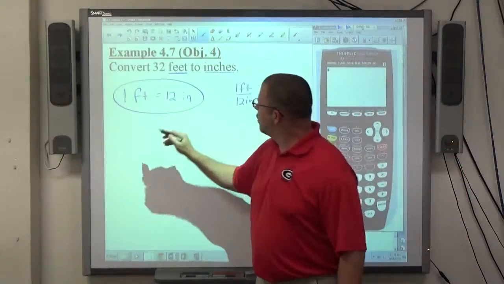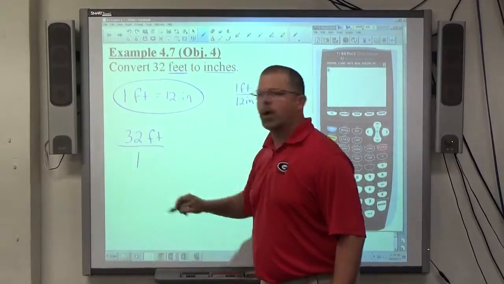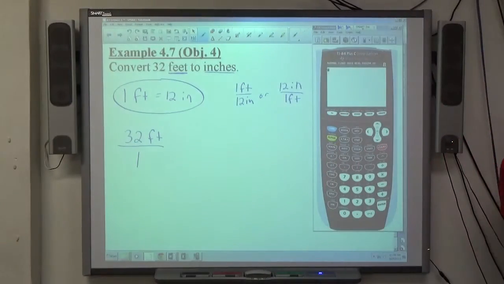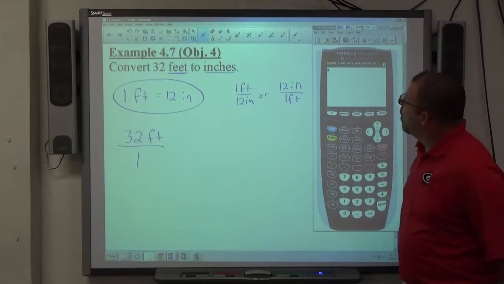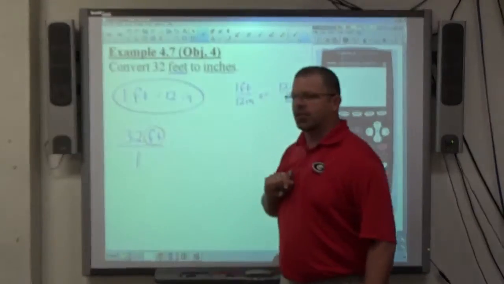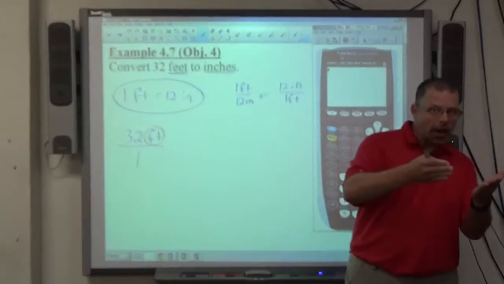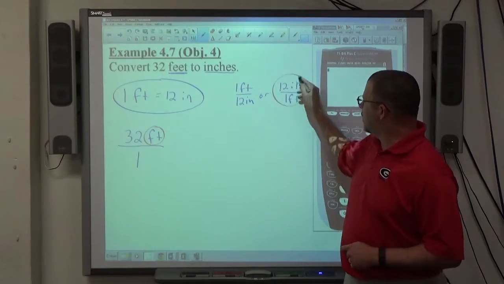So 32 feet is what we're starting off with. I put that over the number 1 to create a fraction. All right, you always want to deal with fraction structure when you're dealing with these problems. My goal is to make feet change to inches. So I want feet to go away, I want inches to show up. So the one that's going to make that work is this one here, right?